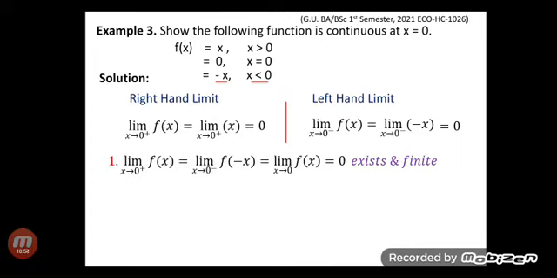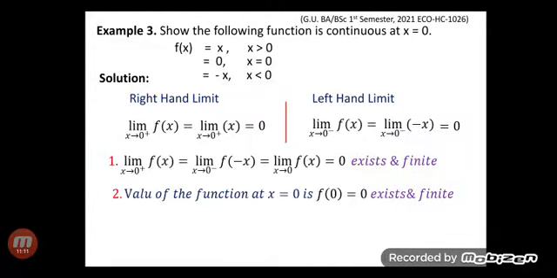So condition number 1: the limit of f(x) from the positive side is equal to the limit of f(x) from the negative side, equal to the limit of f(x) when x tends to 0, which is 0, exists and is finite. So the limit value exists. So the value of the function at x equal to 0 is f(0) equal to 0, which also exists and is finite.